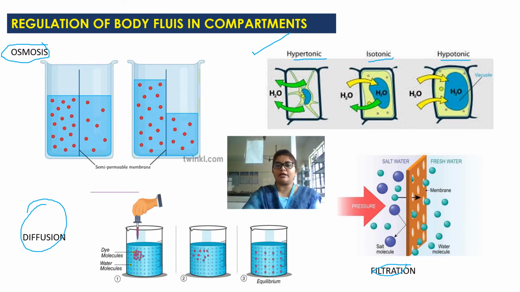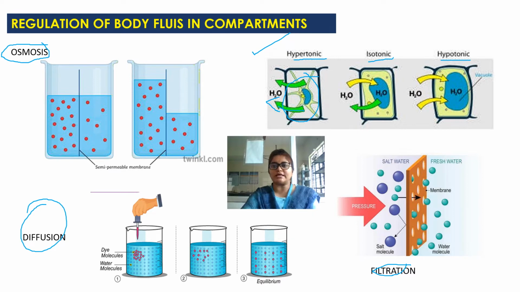Whereas hypertonic is where inside the cell the tonicity is more, whereas outside the cell the tonicity is less. So all the fluids that are present inside are going out. Here you can see the direction of the arrow. They are going outside the cell. So when all the fluids from the cell are going out of the cell, what is happening? The cell is going to shrink. Here you can see how the cell is shrinking.